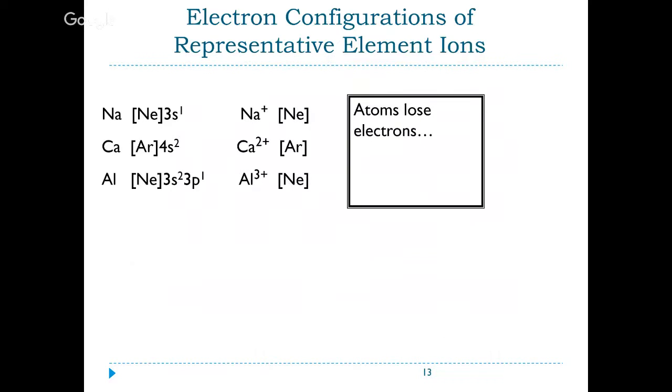So your atoms are always going to lose electrons from your s and your p orbitals in terms of our main group elements. That's how we go. We go from an s orbital, and then if we need to take more, we take from the p orbital.